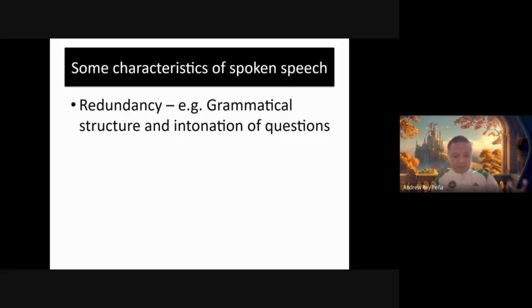But in speaking, you have an additional clue. That's when you raise the intonation. So you say, did you eat already? So you know that it's a question. But in written, you don't have intonation. That's one advantage of spoken speech over written speech.